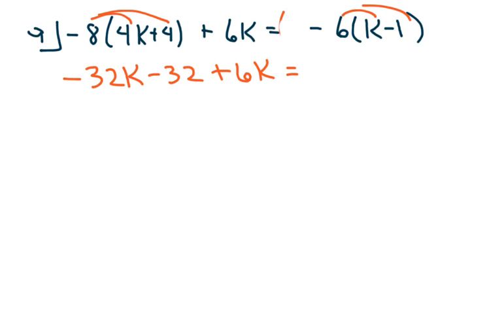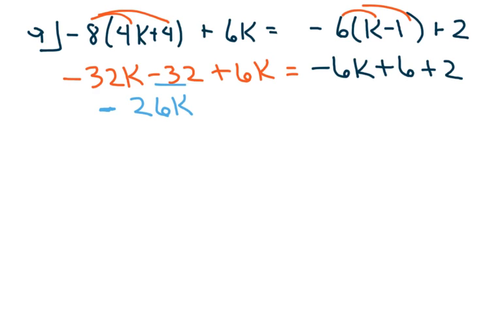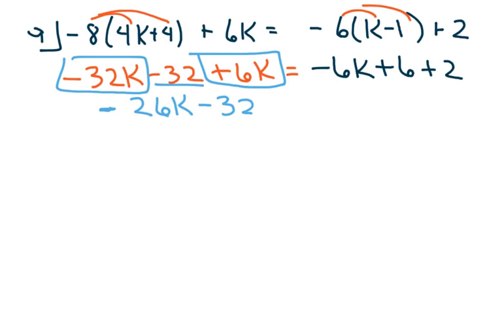If you want, what you can do, I'll go ahead and do that. It's a positive 2. I'm going to take him and move him here. Makes it a little easier. So you get negative 6k plus 6 plus 2. Now I'm going to clean up both sides. And what I'll get here is negative 32k plus 6k is going to be negative 26k. And then I'm going to copy him down. So basically I combined those two. Now, this side is a little easier, negative 6k plus 8.